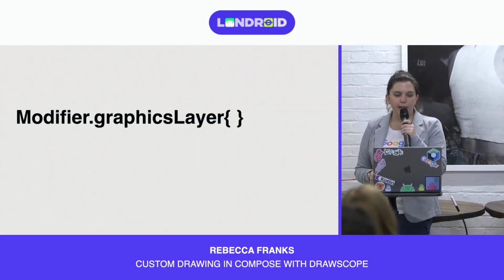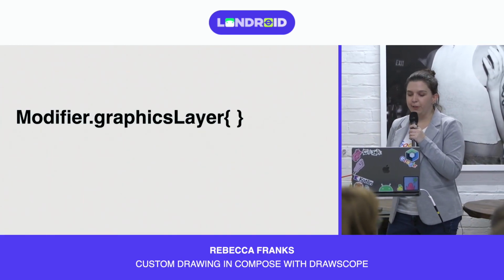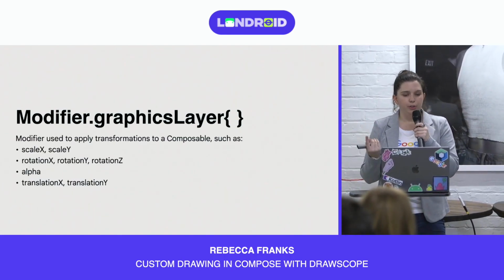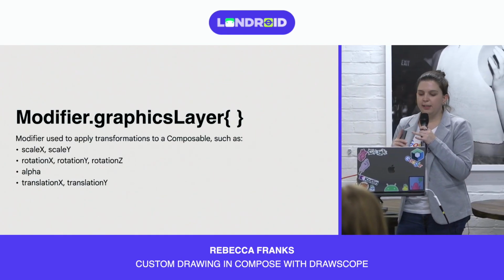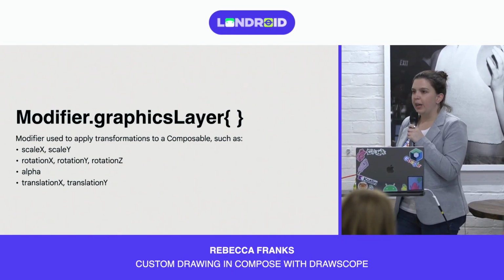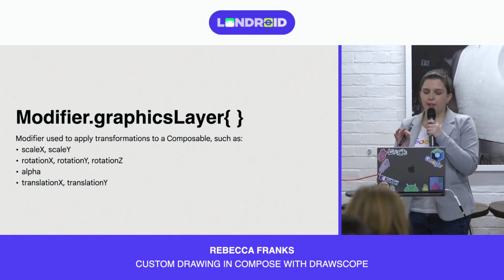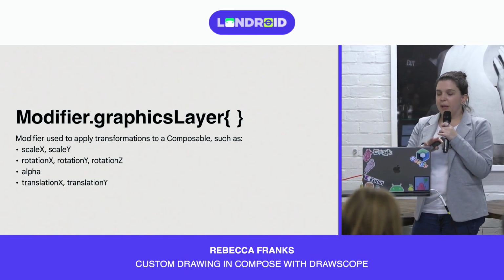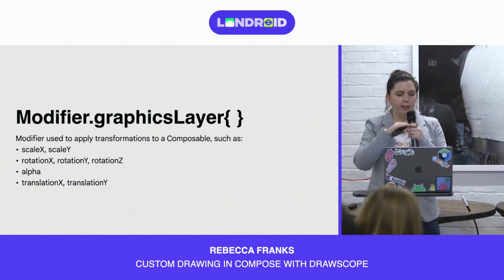The next interesting modifier is modifier.graphicsLayer. So modifier.graphicsLayer is a super powerful modifier that allows us to do many different things to composables that are already drawn on screen. So it allows you to apply transformations to your content, such as scaleX, scaleY, or rotations. And this is the preferred modifier to use when you're animating multiple properties at once, because it applies the changes that you're doing to the draw phase of composition. So it doesn't change anything in the layout phase of composition, and it makes it a way less expensive operation to handle when you're doing it at the later stage of the life cycle of Compose.